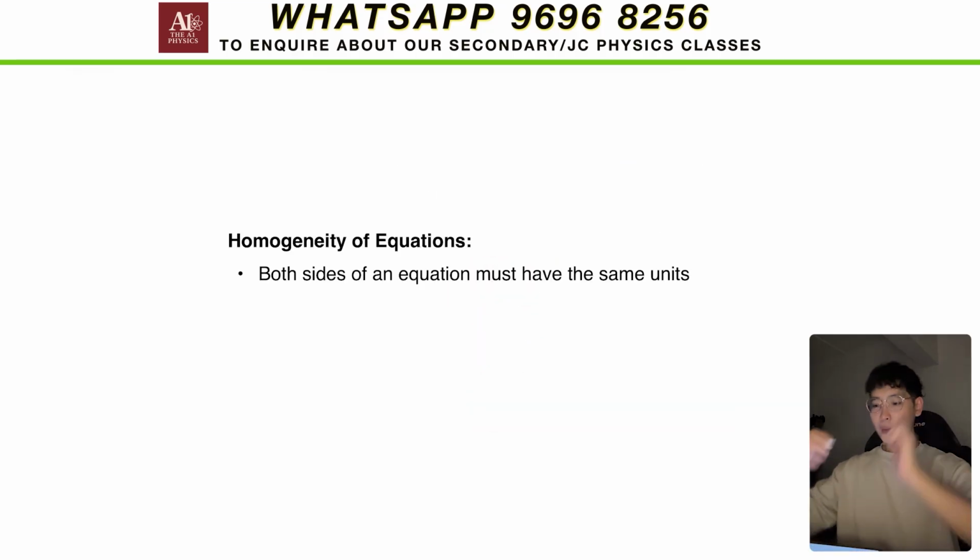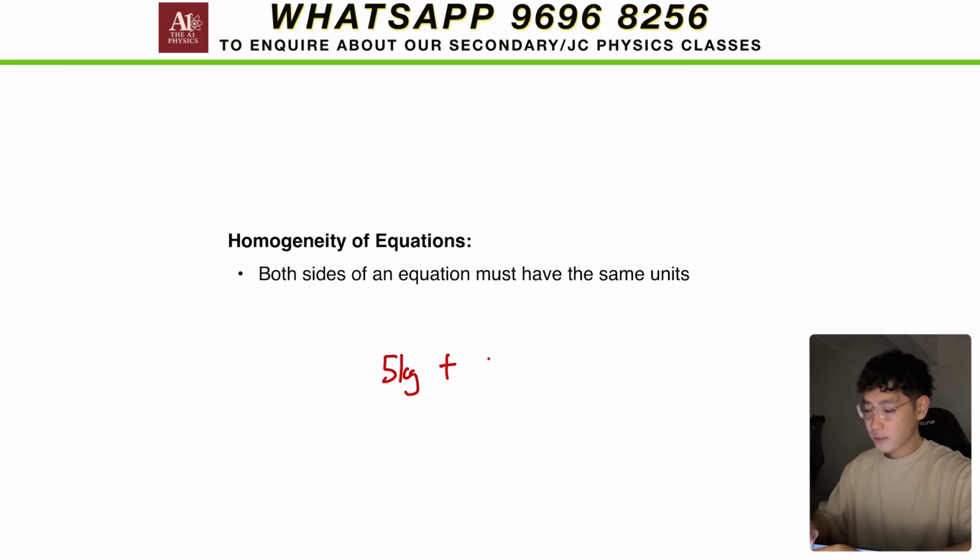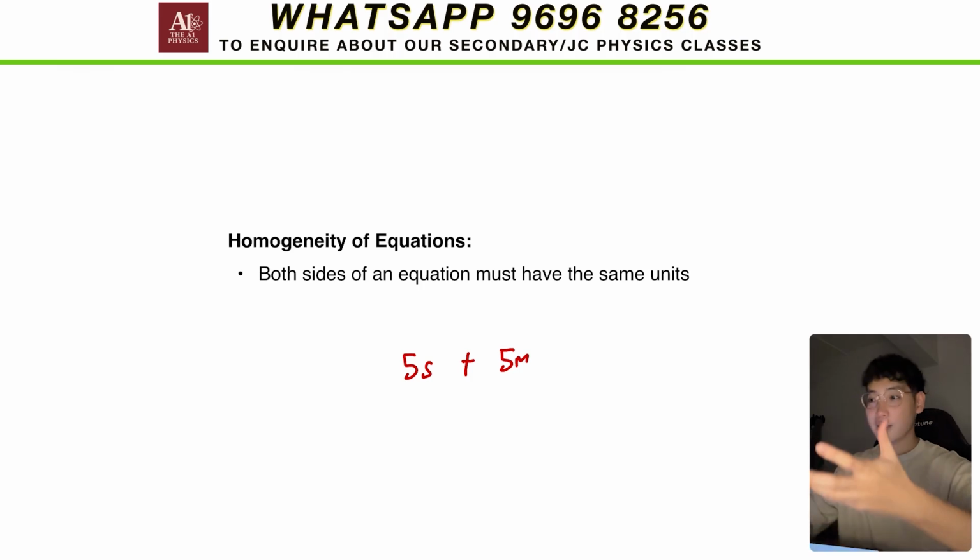Right, now let's talk about homogeneity of equations. Now, the basic rule for physics is that both sides of the equation must have the same units, right? So for example, it doesn't make sense to add 5 kg plus 5 newtons. It doesn't make sense to add a kg to a force. Or for example, it doesn't make sense to add 5 seconds plus 5 meters. Like, it just doesn't make sense, right?